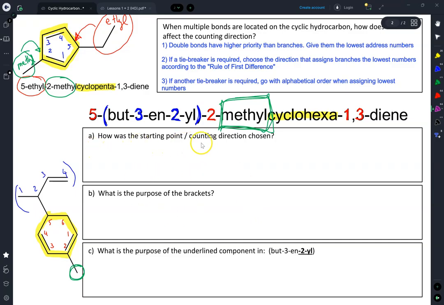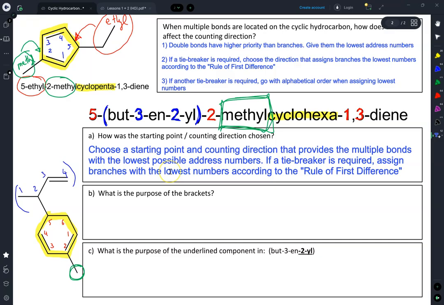Okay, so let's summarize all the grammatical rules we just learned. How was the starting point or counting direction chosen? Well, exactly the same way we've done previously. Choose a starting point and counting direction that provides the multiple bonds with the lowest possible address numbers. And of course, if a tiebreaker is required, assign branches with the lowest numbers according to the rule of first difference. If you still need another tiebreaker, go in alphabetical order.